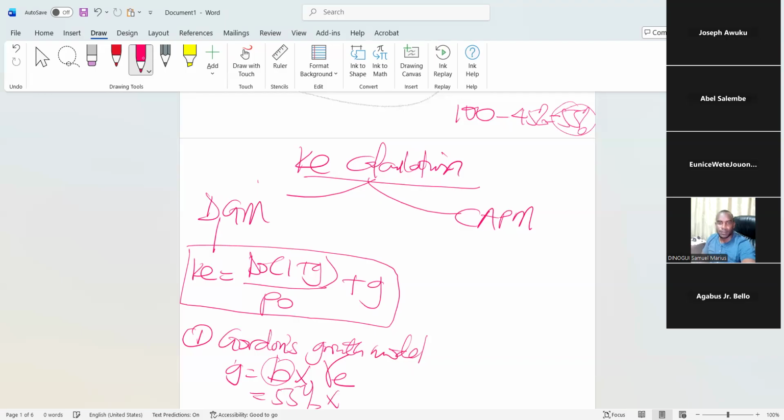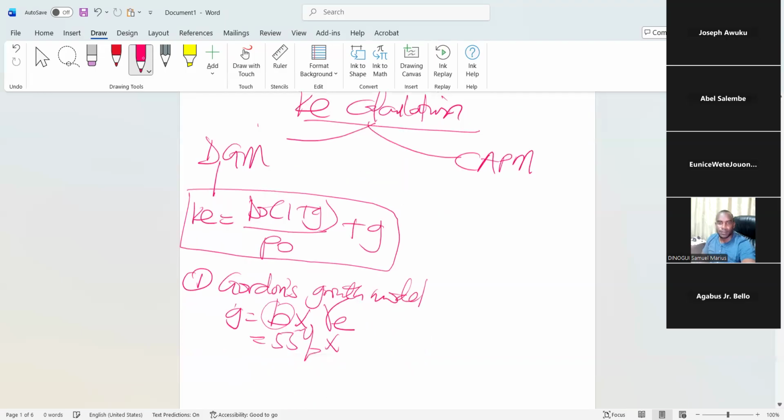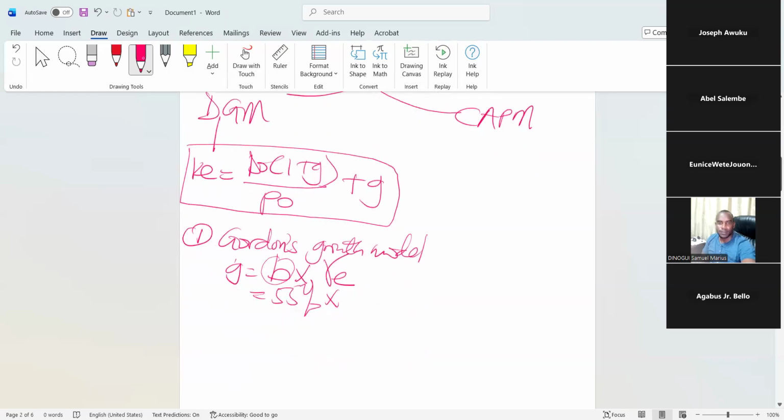Then we will wait for re. What is re? re is the return on investment. So we need to get that re here, multiply it by the 55%, which is the b, the retention rate. Then we will now get our g. Then we just come and put the g here and here. Then we calculate our KE.